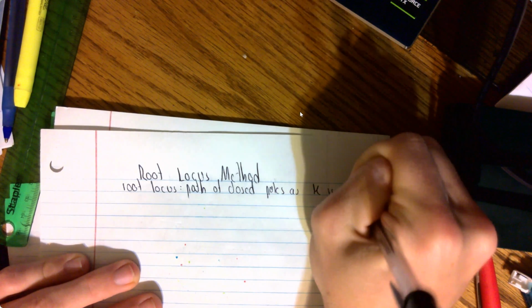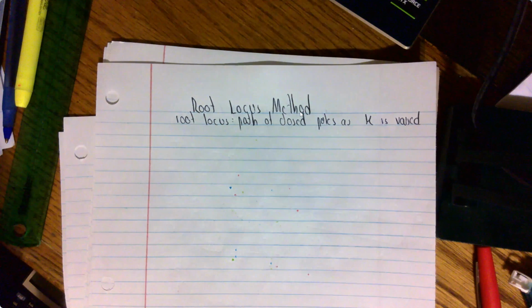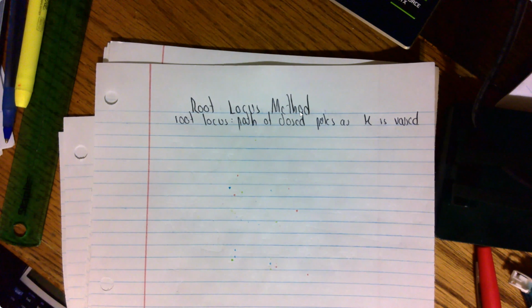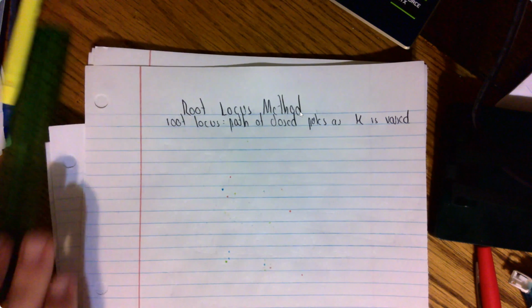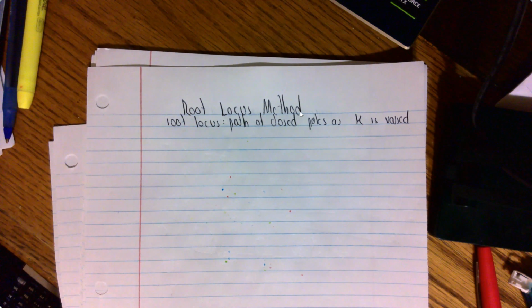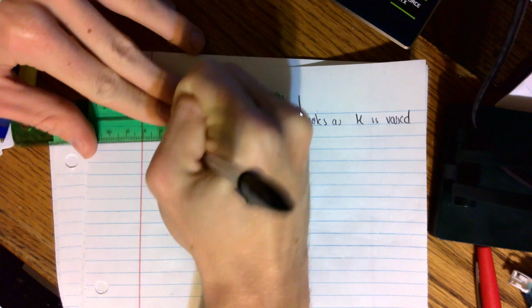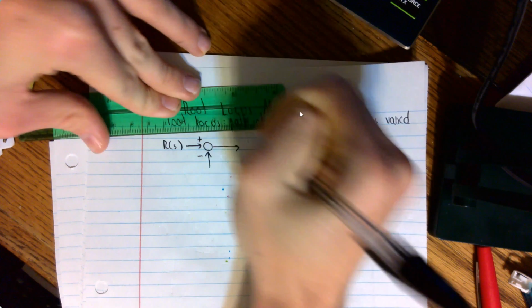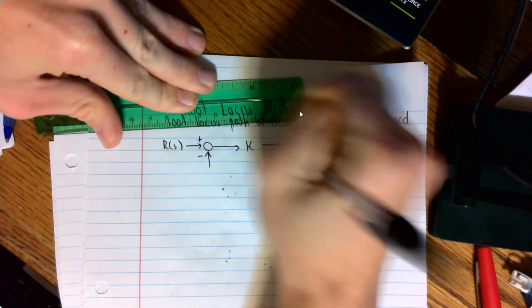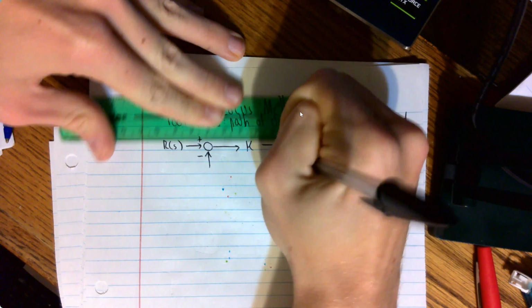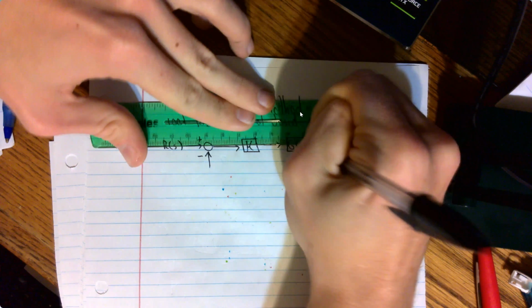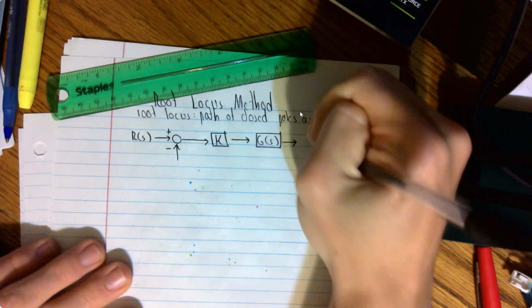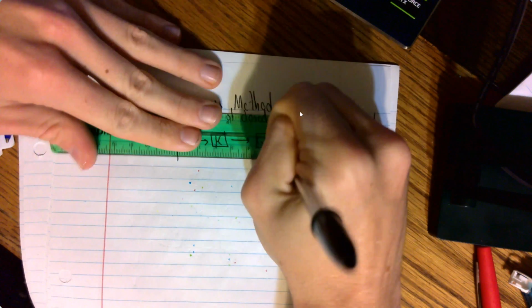So let's look at what this means really. What we notice is when we have an example where we have our R of S, then goes into a summing block here. And then we have our K, then we have our G of S. Then we have our output, which is C of S here, and then we have it closed off.